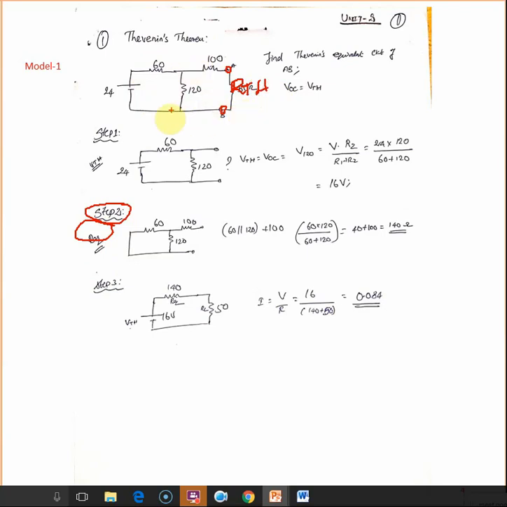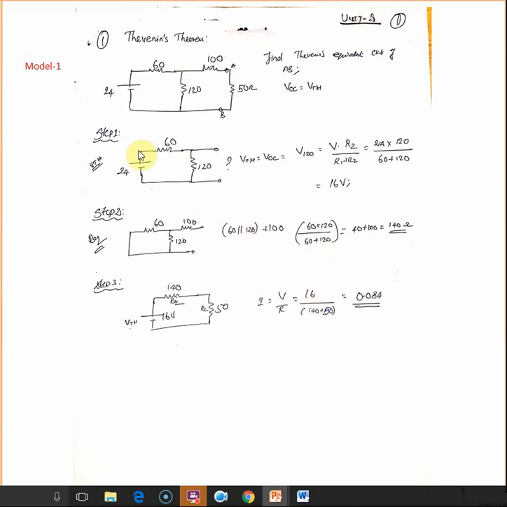Step number two: in the circuit, if any voltage source is there, close it, that is short circuit it. If any current source is there, open circuit it. I have only one voltage source, and I have shorted it. See, that circuit diagram is ready. Next, 60 and 120 are connected in parallel, plus 100 ohm. If two resistances are in parallel, what to do? Multiplication divided by addition. So 60 multiplied by 120 divided by 60 plus 120. This is the method to find RTH.